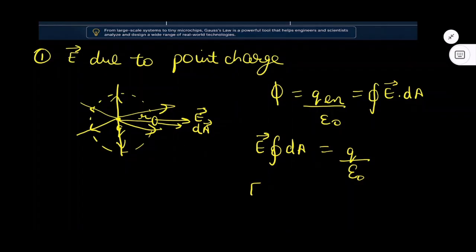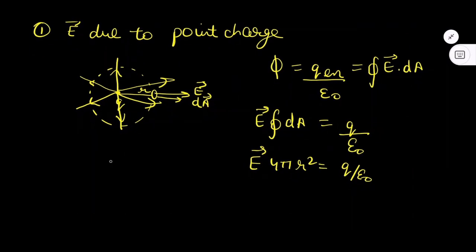R will be small, we have taken the radius E into 4 pi r square, right? And that is equal to charge upon epsilon naught. Now if we take it to that side, we'll get 4 pi epsilon naught r square.